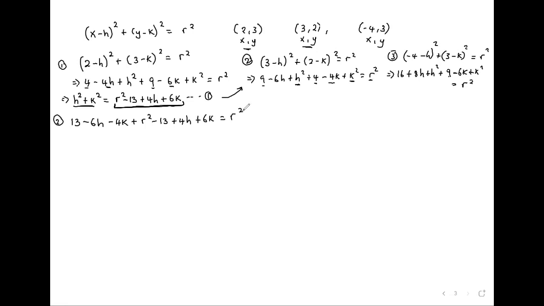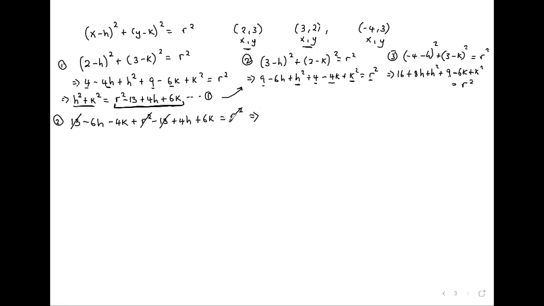This is in equation 2, which you can simplify. We simplify it, it becomes this 13 and this one will cancel. What else is canceling? And this r squared and this one will cancel.